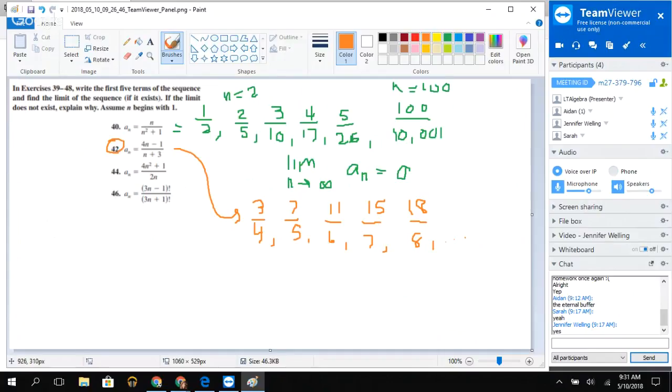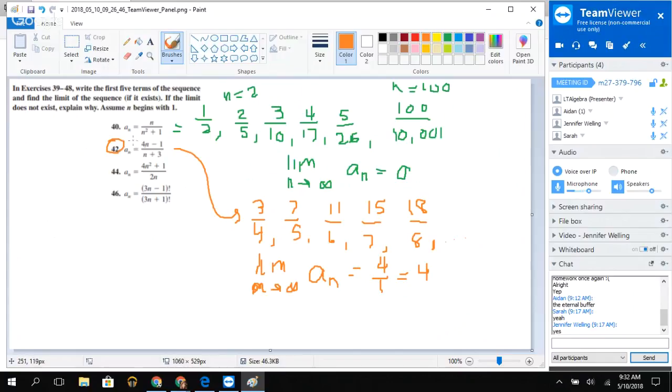So what is the limit as we approach infinity? Well, we can use, again, those same rules that we just used for rational functions. We're going to take the coefficients of our variables, and that is actually going to be our limit. So the limit as n approaches infinity, sorry for the messy writing, of a sub n is going to be 4 over 1, or 4.